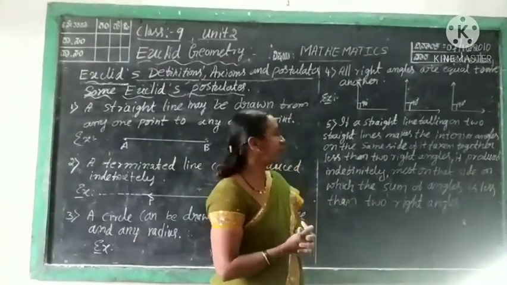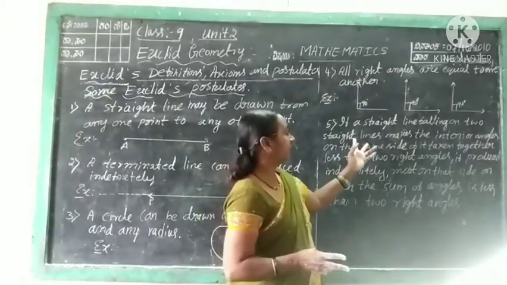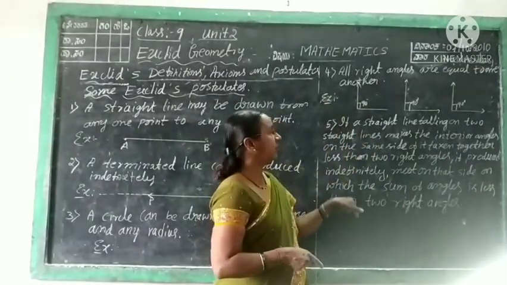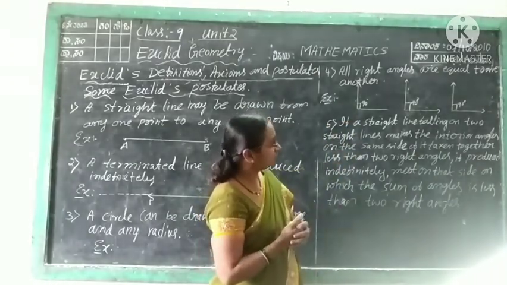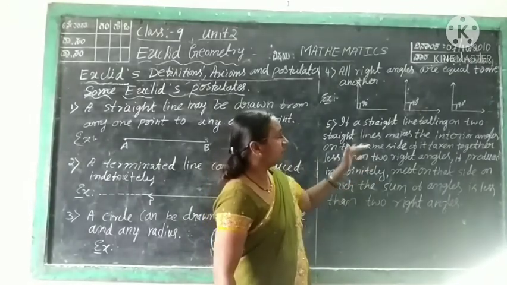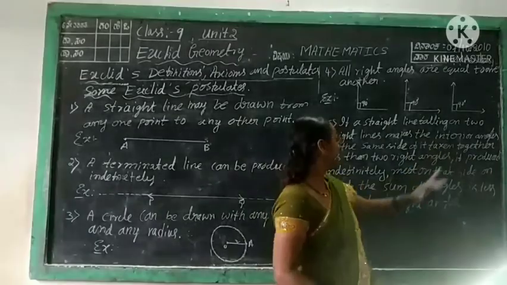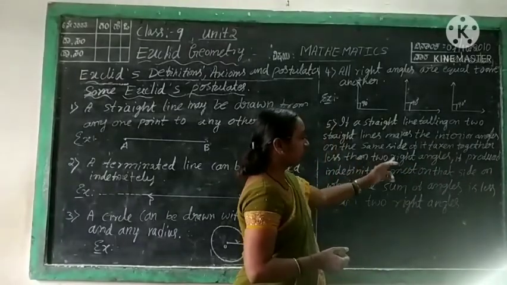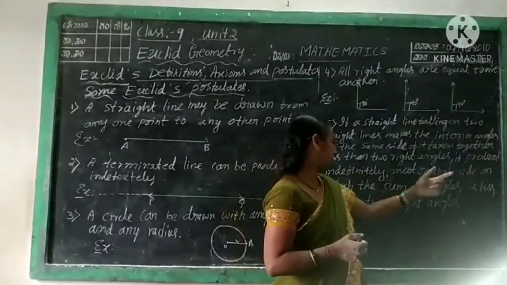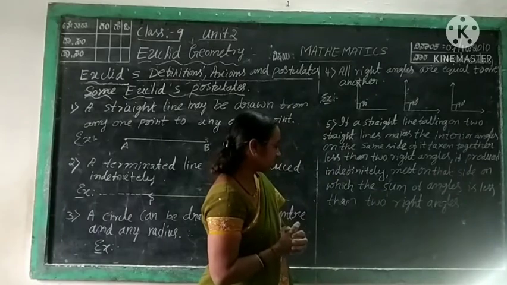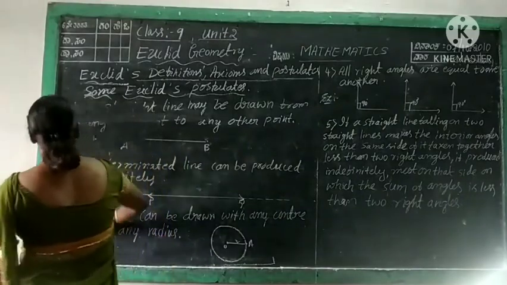Understand this statement. If two straight lines are there, then one straight line is falling on the two straight lines, cutting the two straight lines. The interior angles on the same side of it taken together are less than two right angles. If produced indefinitely, they meet on that side on which the sum of the angles is less than two right angles. Please show this in the picture.